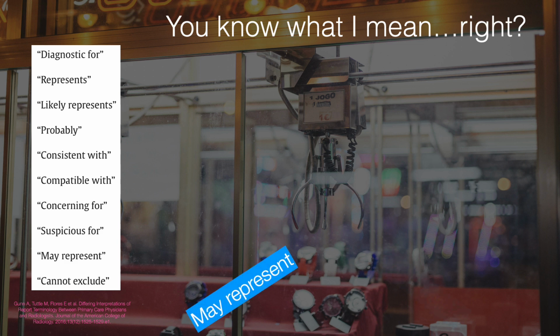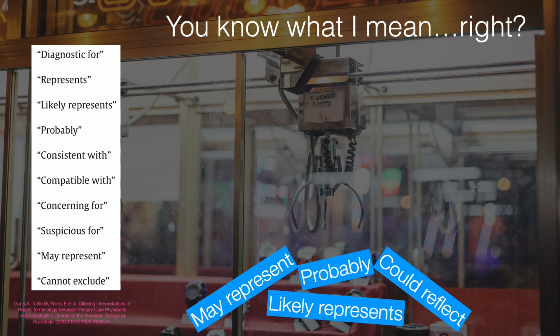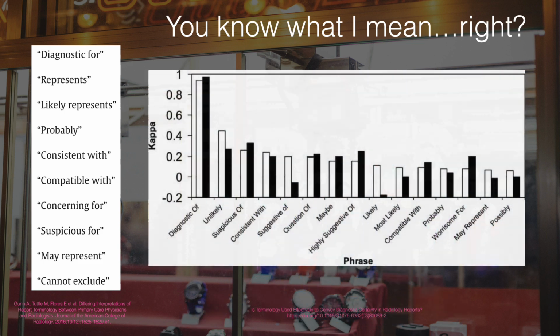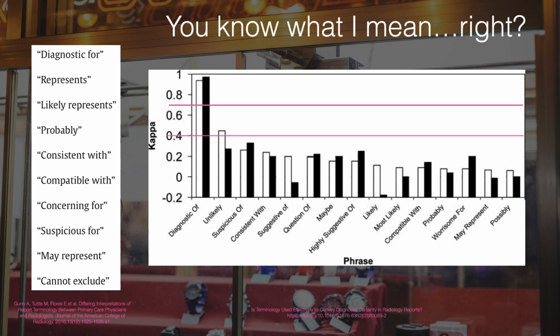Radiologists pull in a lot of different phrases to reflect certainty and uncertainty, and the degree of certainty is often misunderstood by the ordering provider and even other radiologists, seemingly selected haphazardly or at random. This kappa graph from a radiology reporting paper illustrates that radiologists and non-radiologists are not on the same page for this terminology. Anything above 0.7 indicates agreement, and anything below 0.4 indicates disagreement about the meaning of the phrases.